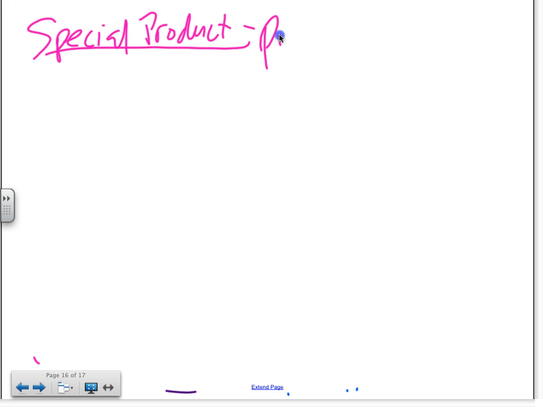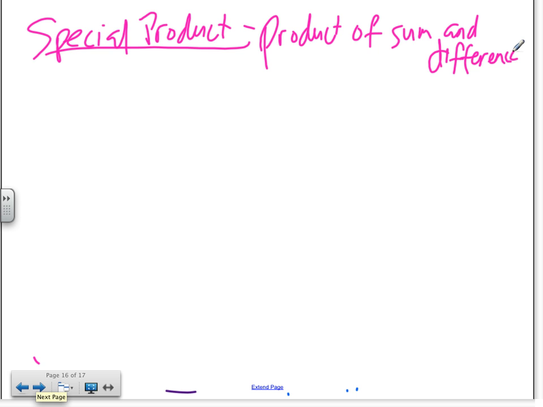It's called the product of sum and difference. Okay, product, sum, and difference. Notice how it's a bit different than yesterday. Yesterday I said or. This time I said and. Well, and because both of them have to appear at the same time for this to work. So what's the difference? Okay, watch what happened.